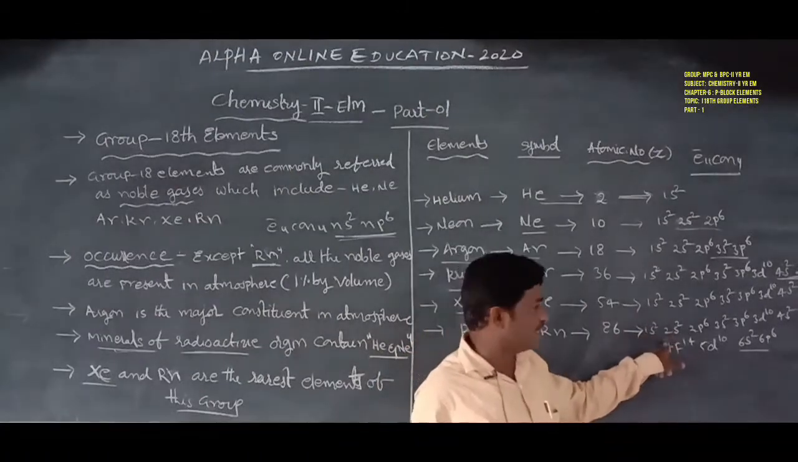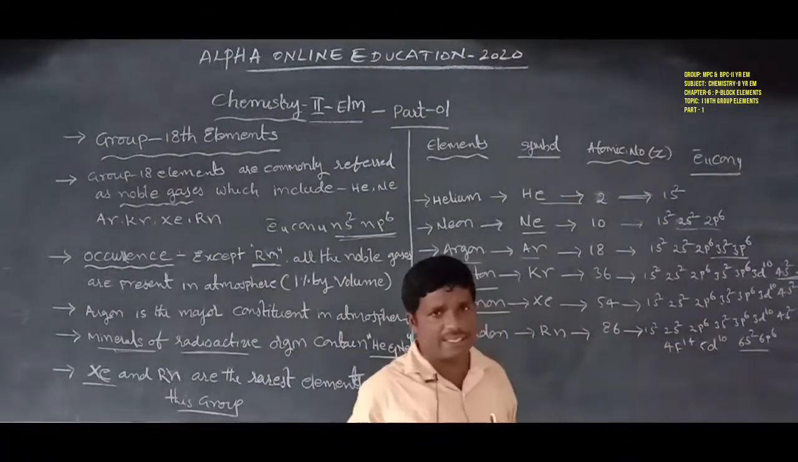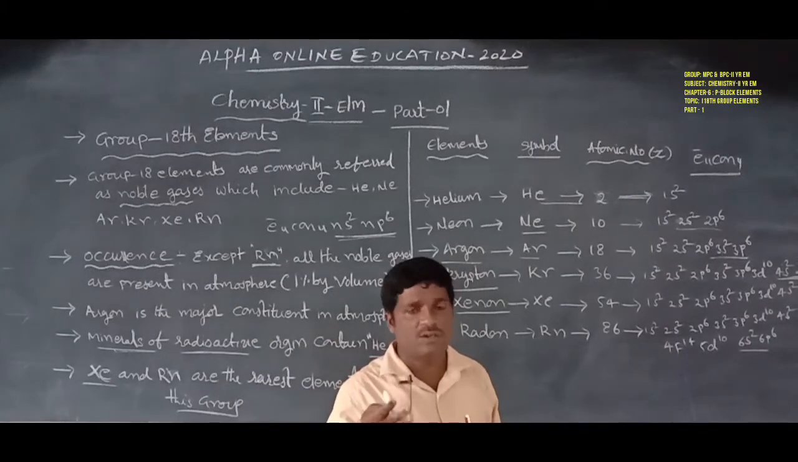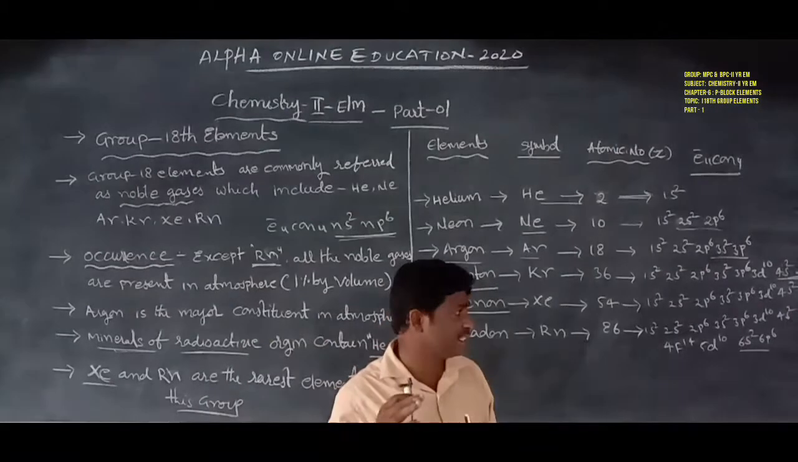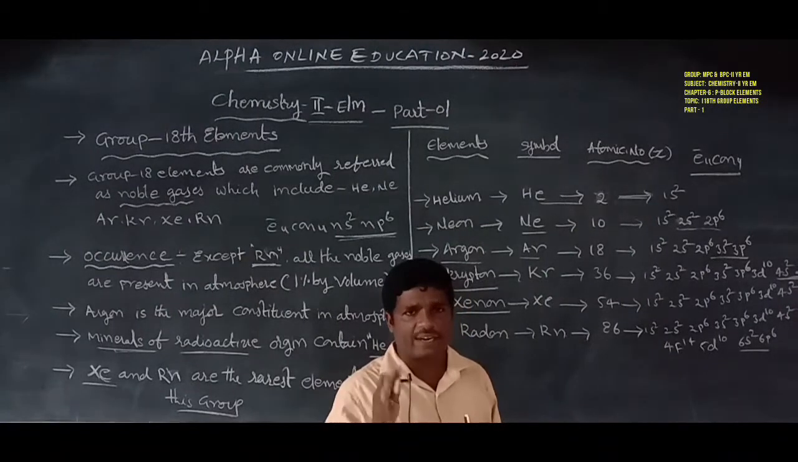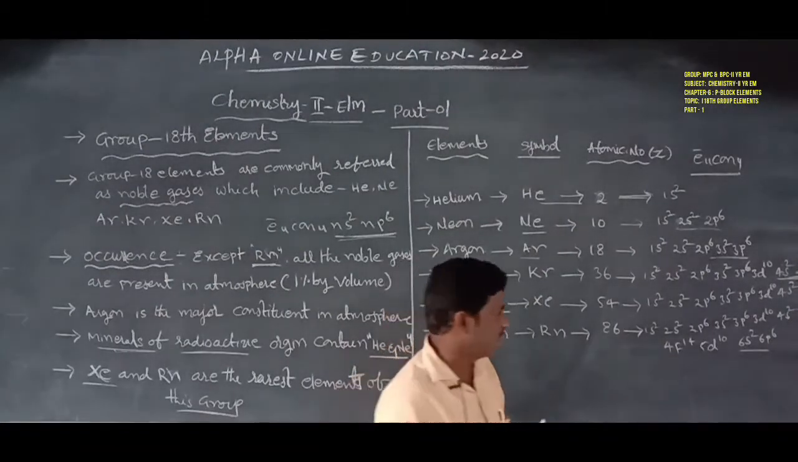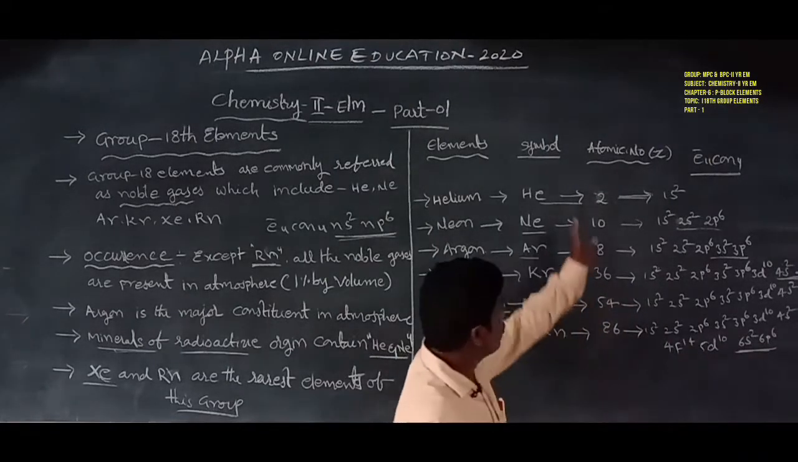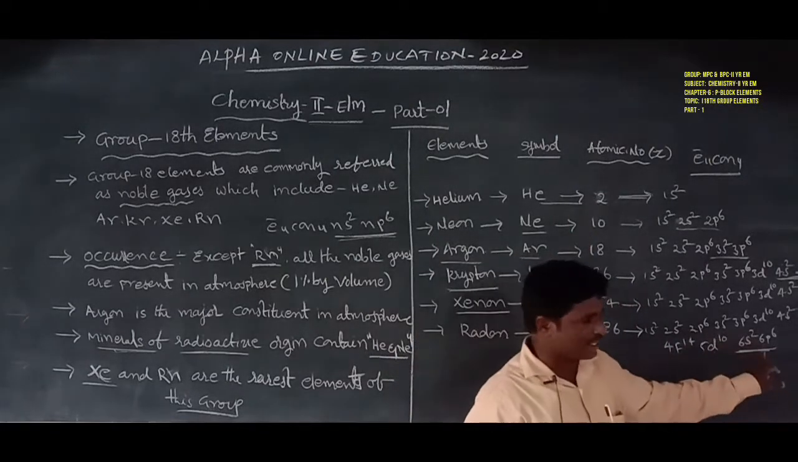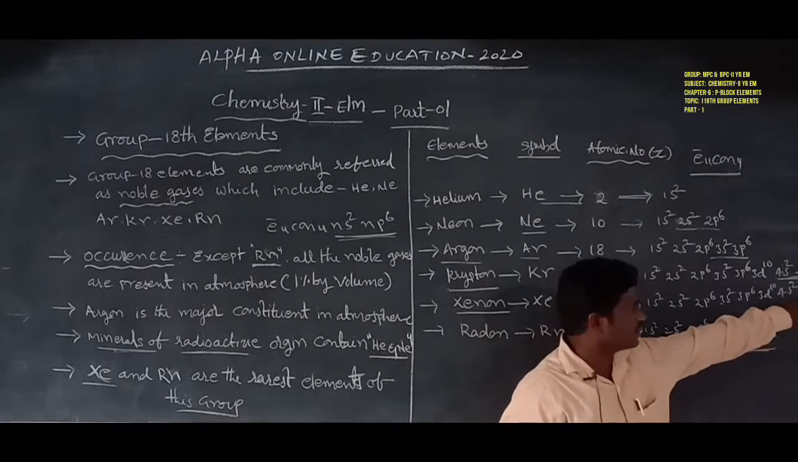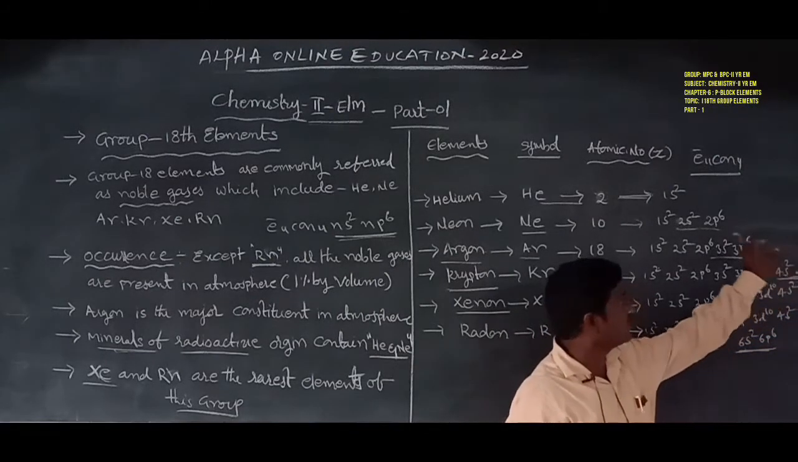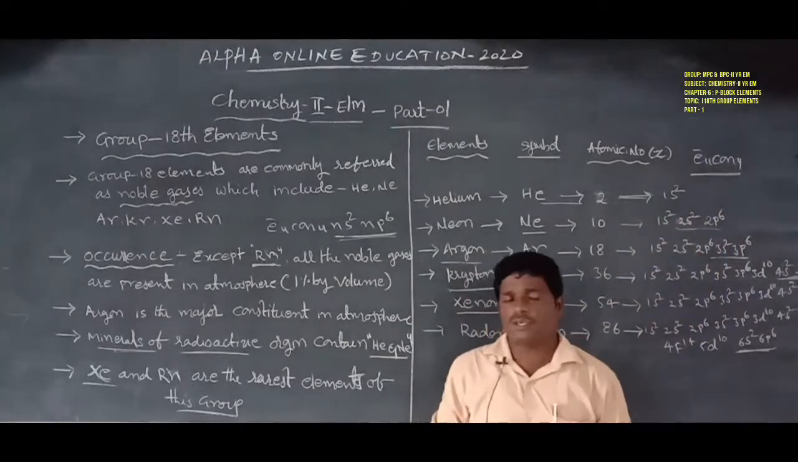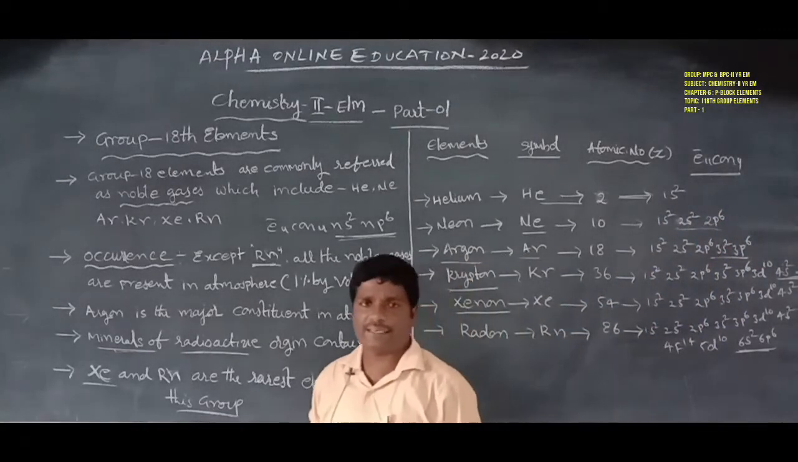Next one, radon, atomic number 86. The electron configuration is 1s2, 2s2, 2p6, 3s2, 3p6, 3d10, 4s2, 4p6, 4d10, 5s2, 5p6, 4f14, 5d10, 6s2, 6p6. Here, the outermost shell consists of 8 electrons. In all noble gases the outermost shell consists of 6s2, 6p6, 5s2, 5p6, 4s2, 4p6, 3s2, 3p6, 2s2, 2p6, so the outermost shell consists of 8 electrons.